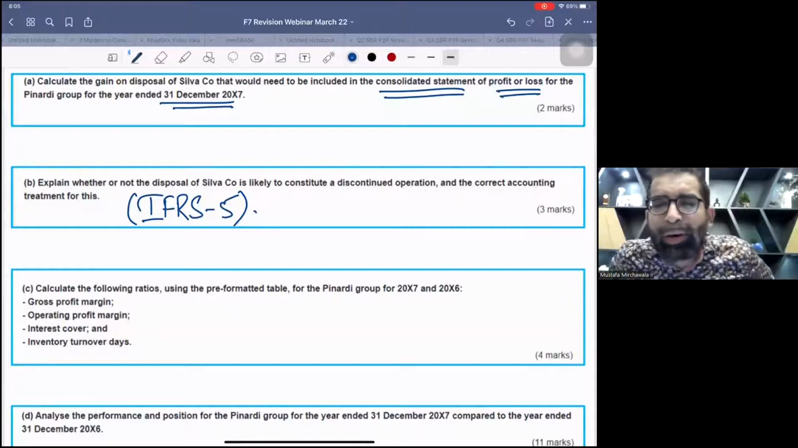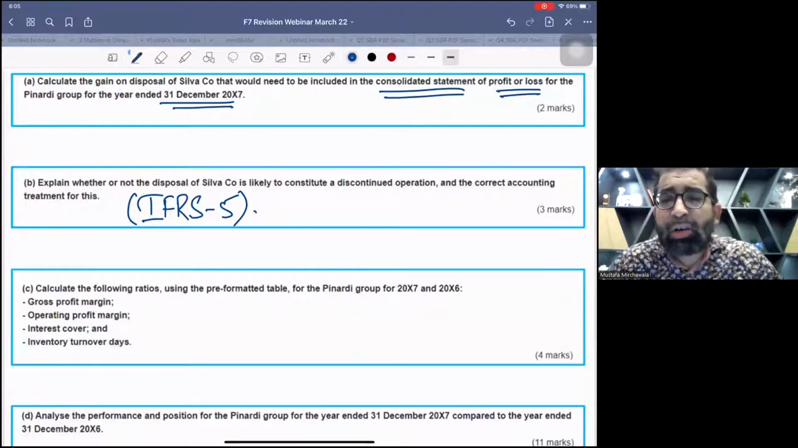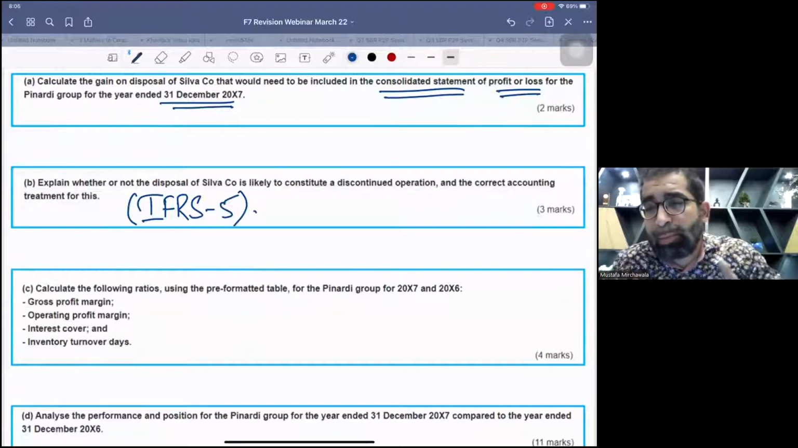Discontinued operation is the presentation of income statement. Please be careful. Okay.